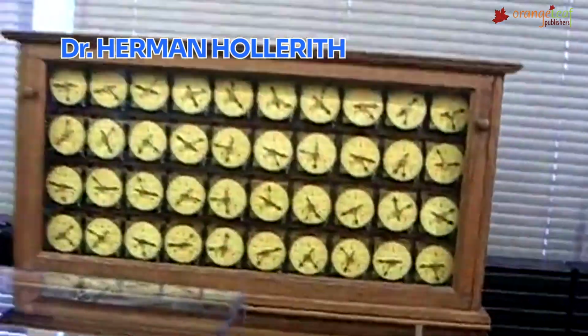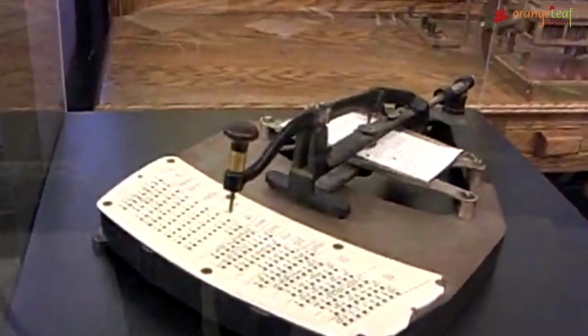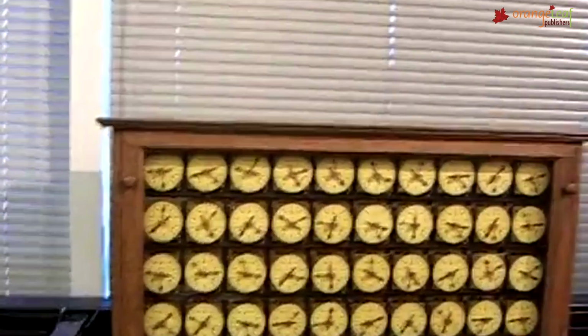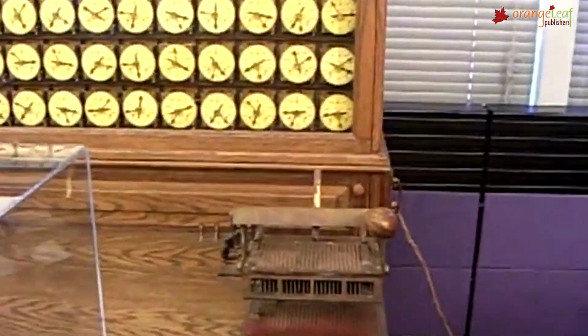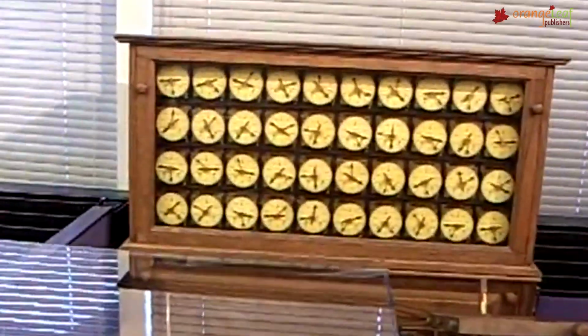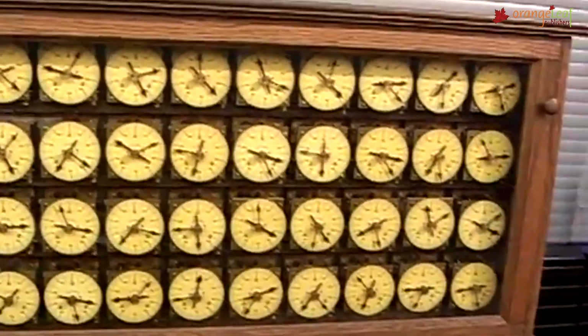Dr. Herman Hollerith. American statistician Herman Hollerith designed the tabulating machine. This device was able to read data, process it, and produce the intended result. The machine received input by punched cards. These punched cards were used to record and keep information or data.